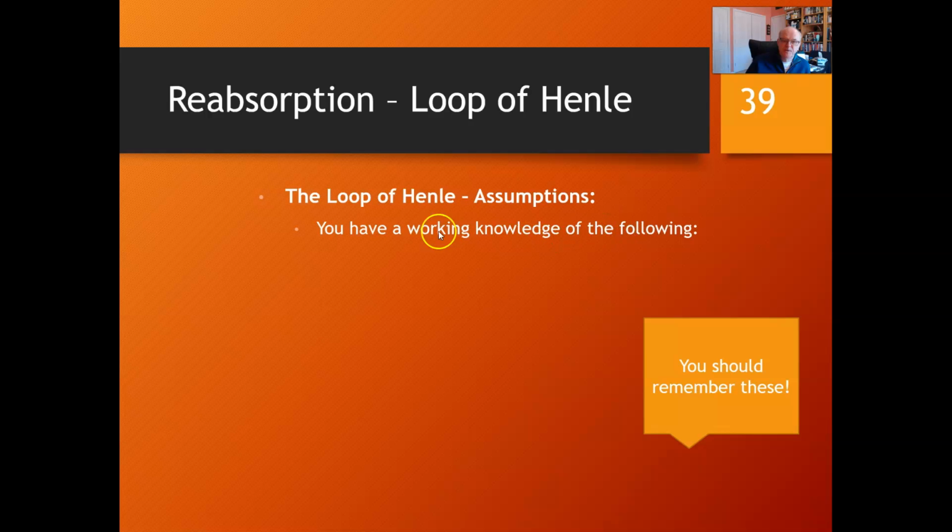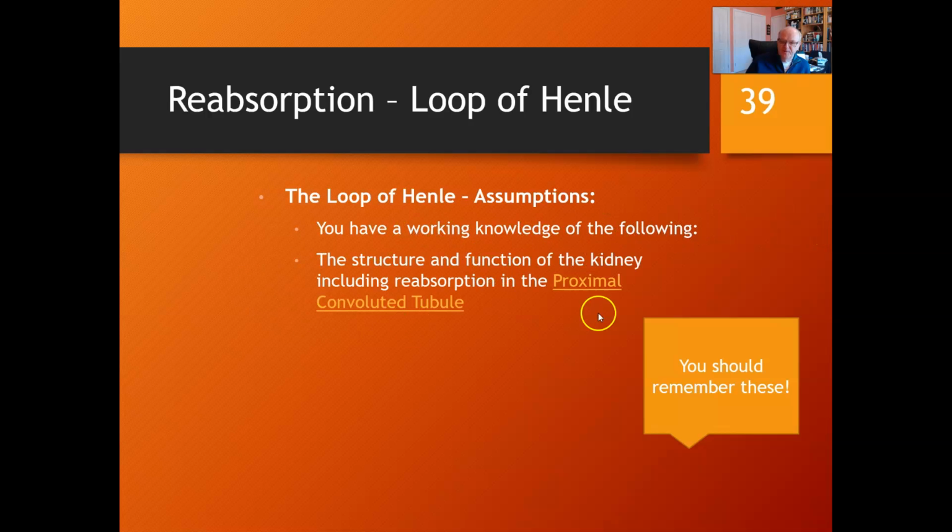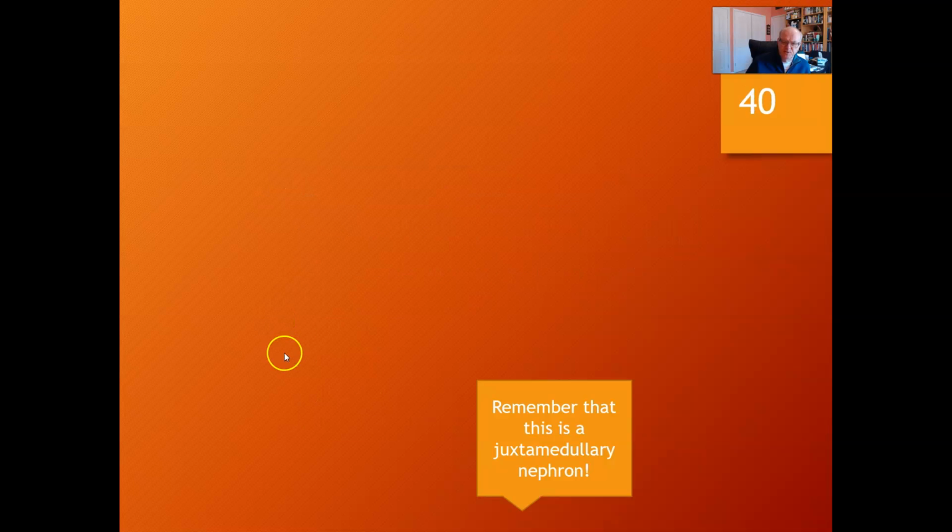So we assume that you have a working knowledge of the following. We've discussed all these so far. What's happening in the proximal convoluted tubule was the last video. These definitions, if you have the PowerPoint open, you can link to all these definitions.